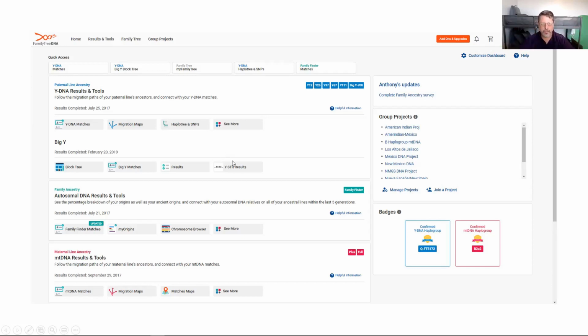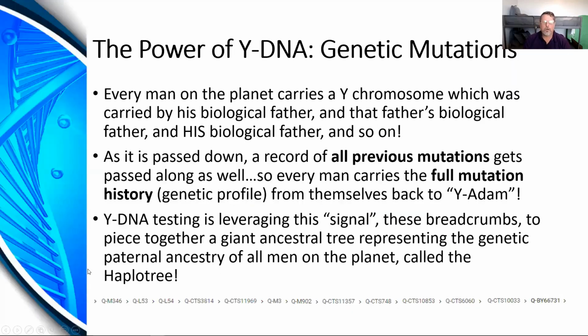So this here is the new interface for Family Tree DNA. It might look different from others because you can actually move it around and make it look the way you want. But here, as you can see, we have the lower level Y-DNA tests. You have the SNP-based Y-DNA tests, and like I said, autosomal and mitochondrial. All right, so focusing on Y-DNA.